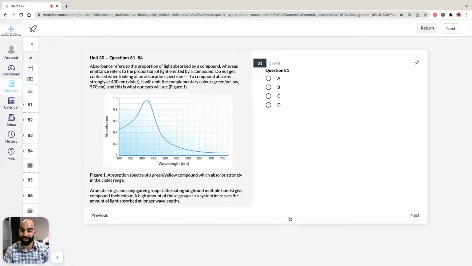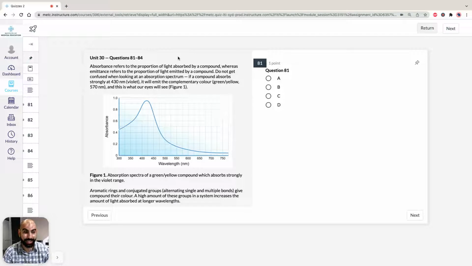Hi, I'm Assam, the lecturer here at the Institute of Medical Education, and today we're going to take a look at solutions to Section 3 of ACER's GAMSAT Pink Booklet, Practice Test 3, specifically Unit 30, questions 81 to 84. And in this unit, we're going to take a look at the absorption spectrum.